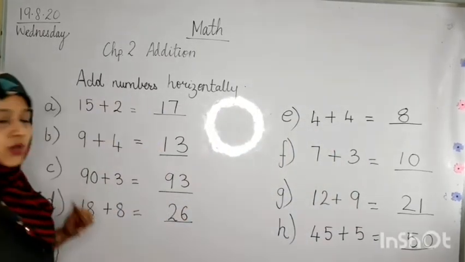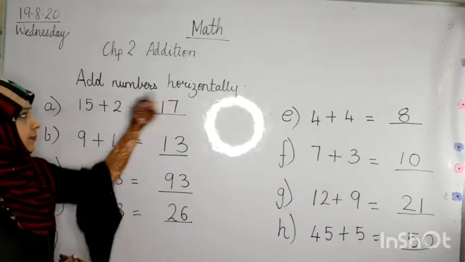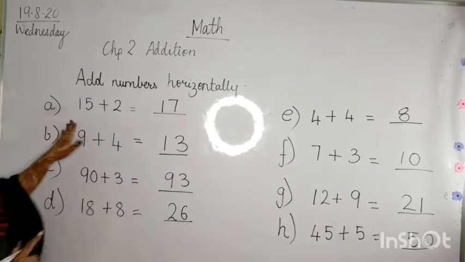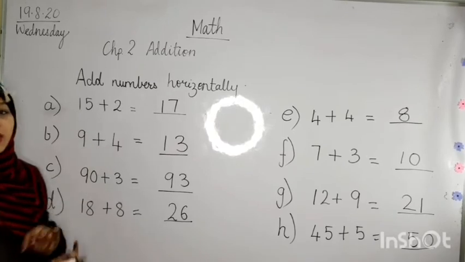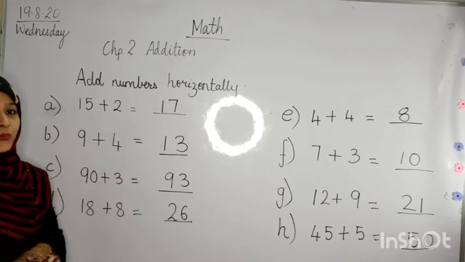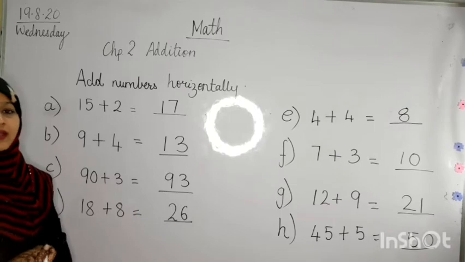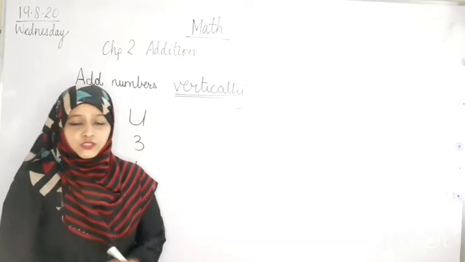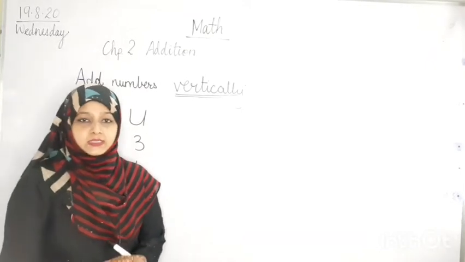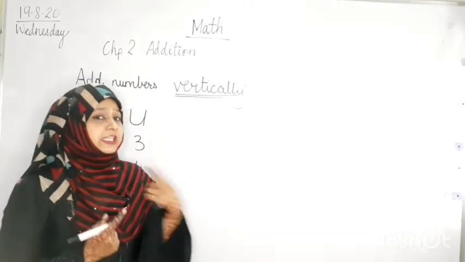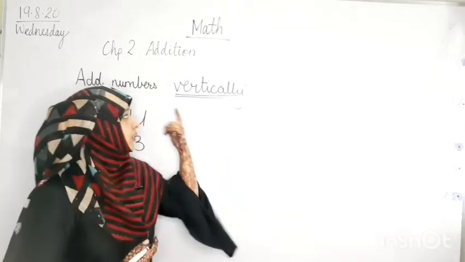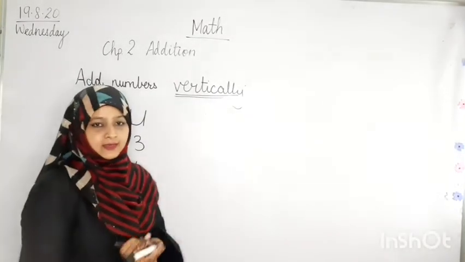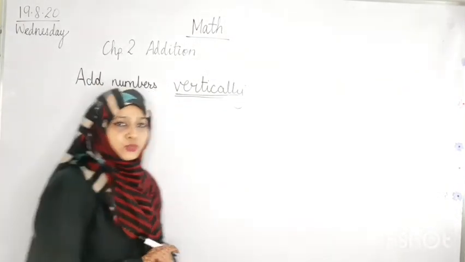Yes. So you all saw how we added numbers horizontally, means sleeping. We kept the bigger number in our mind and the smaller number on our fingers. Now we are going to see how are we going to add numbers vertically, means standing line. Yes, let's see how do we do it.